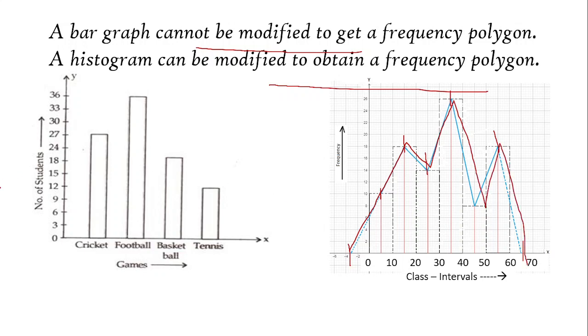Here in the bar graph, if you join the midpoints, it will be nonsense, you won't get anything. There's no question of joining the midpoints in this case. If I say join the midpoints like this, it will be a meaningless thing. This will not be a frequency polygon. This will be wrong. So joining the midpoints to get a frequency polygon is possible in a histogram, but not in a bar graph.